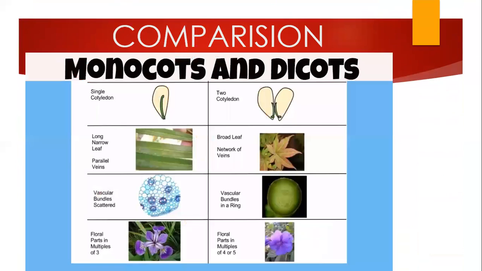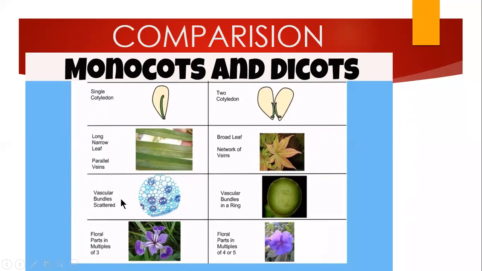Now there is a comparison between both of them, monocot and dicot. In monocot, they have a single cotyledon. In dicot, they have two cotyledons. Monocot leaves are long, narrow, and have parallel veins, and dicot leaves are broad and have a network of veins. After that, monocots have vascular bundles in a scattered form.